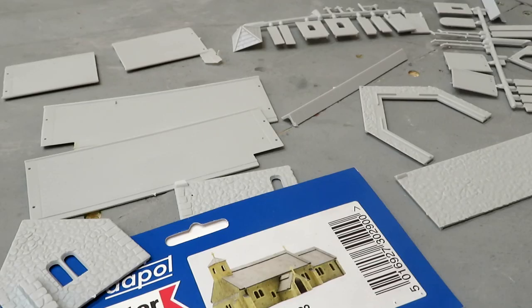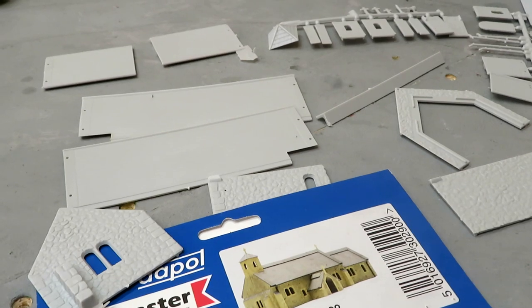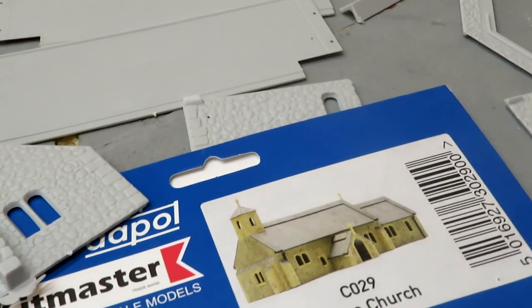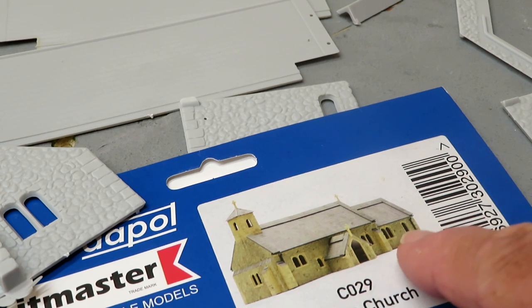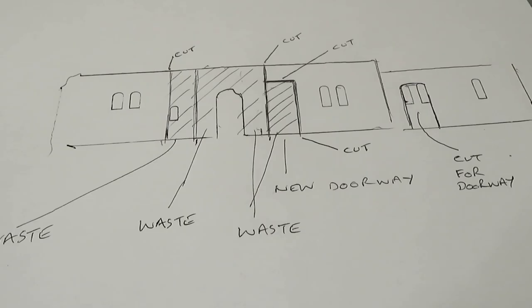This is the Dapol kit. The actual conversion I want to do involves a little bit of work on the longer walls of the church and the adjoining building. So if we look at the illustration, it's the long wall at the front here and the wall here. I've made a sketch of the walls and where I need to make the cuts.